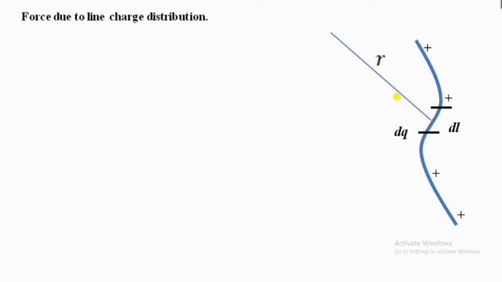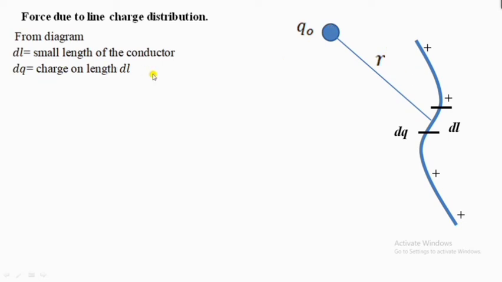Now we'll find the force due to line charge distribution. We are considering a positively charged line conductor, and suppose this small length is dl, and the charge of this part is dq, and at a distance of r from this point I'm keeping a test charge. Test charge means a small positive charge, and we denote the test charge by q0. From the diagram, dl is a small length and dq is the charge of this length dl, and we already know the line charge density lambda is given by charge by length. So here our charge is dq and length is dl.